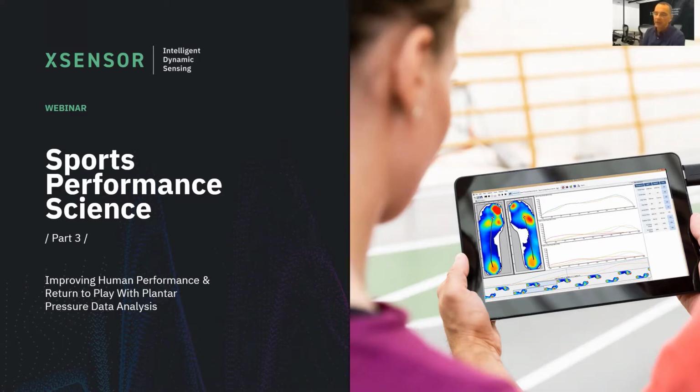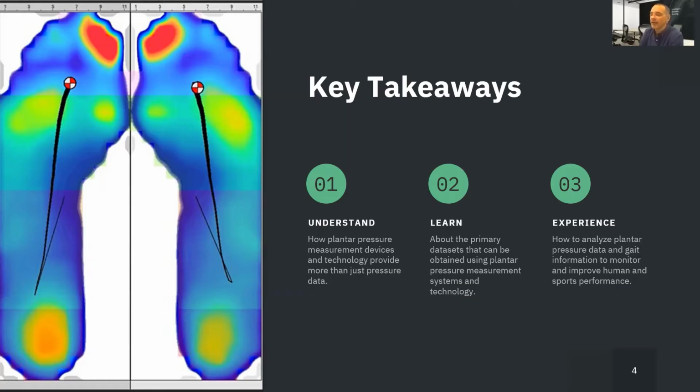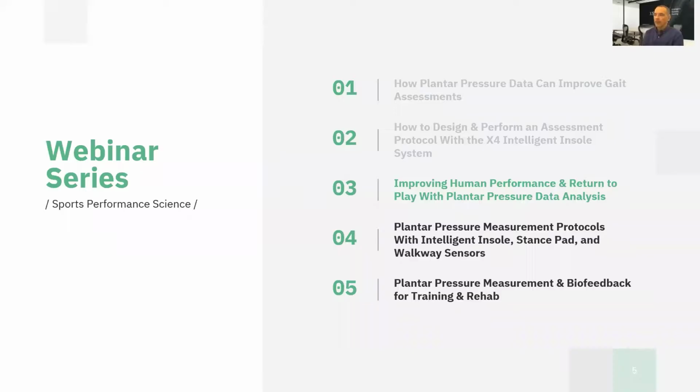This is part 3 in our series, and we're talking about improving human performance and return to play with plantar pressure data analysis. Our key takeaways today are, first, understanding how plantar pressure measurement devices and technology provide more than just pressure data. We'll learn about the primary data sets that can be obtained using plantar pressure measurement systems and the complementary technology. And we'll experience how to analyze plantar pressure data and gait info to monitor and improve athletes in sports performance. This is the third in our series of webinars.